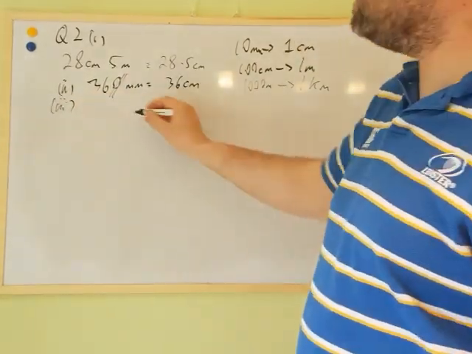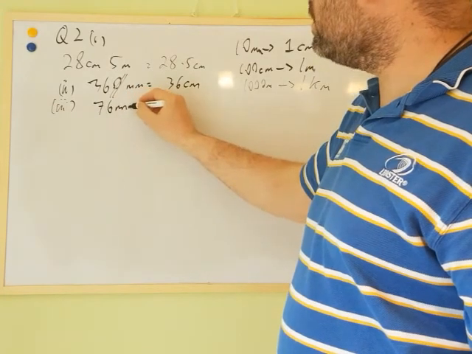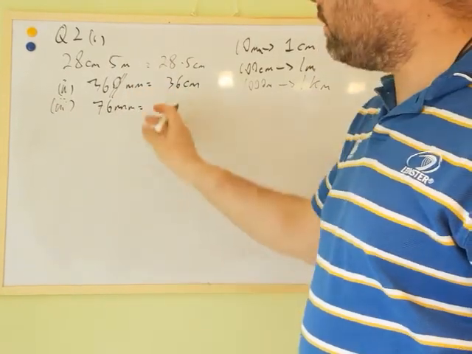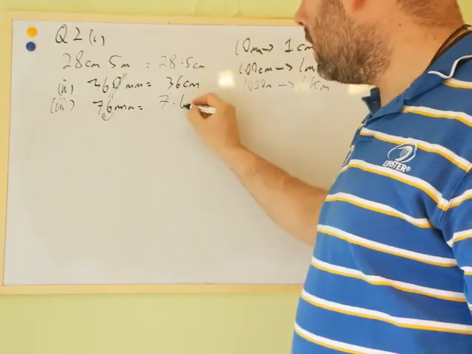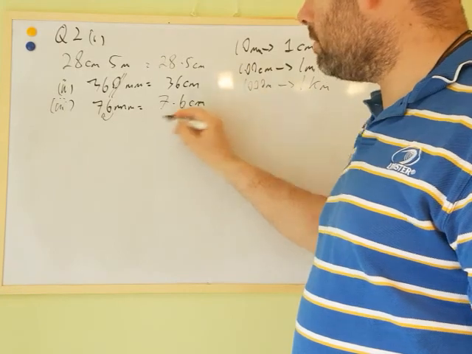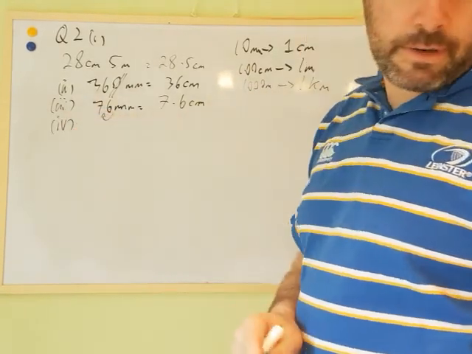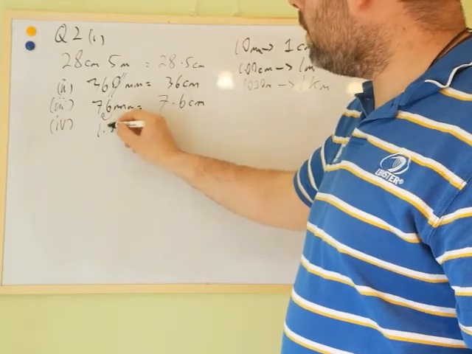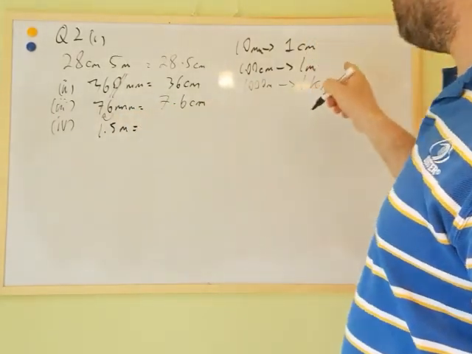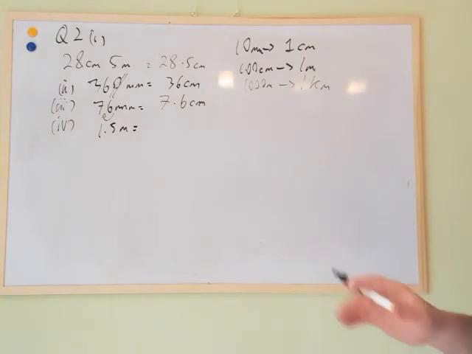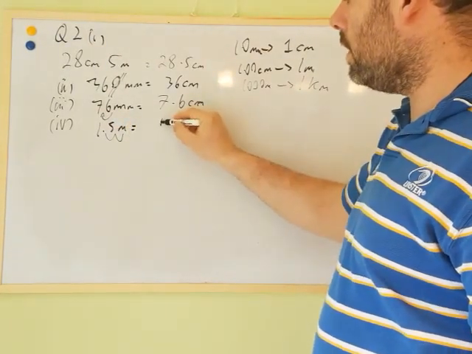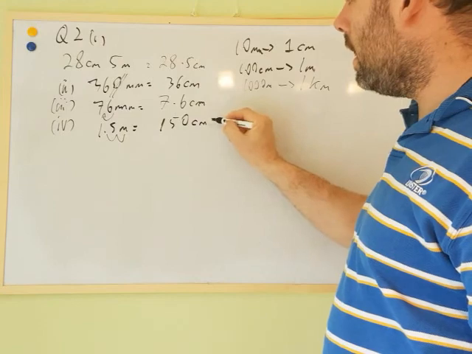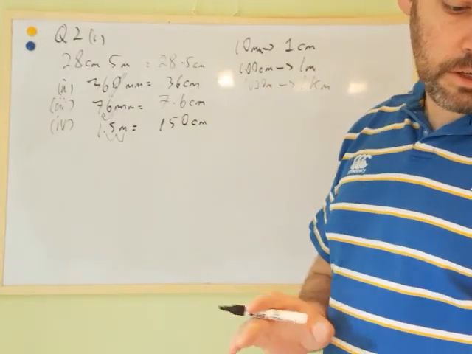Alright? 76 millimeters. Same thing again, divide by 10. To divide by 10, we're moving the decimal one place to the left. So 7.6 centimeters. Alright? And then our last one, 1.5 meters. Now there's 100 centimeters in a meter. So if we want to change 1 meter to centimeters, we multiply by 100. So this time we'll be moving the decimal 2 places to the right. So that's going to be 150 centimeters. Okay? So that's question 2.